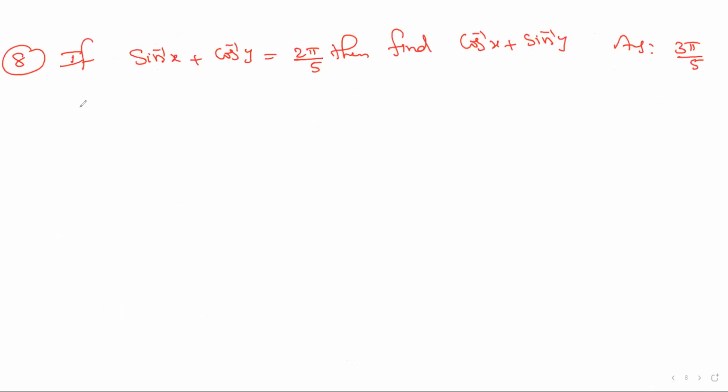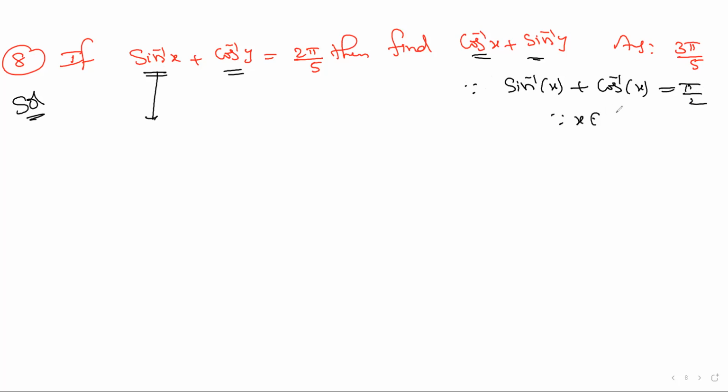Okay, now I'm going to explain question number 8. Sin inverse of x plus cos inverse y is equal to 2 pi by 5, given. Then find out cos inverse x plus sin inverse y. Here for sin inverse x we have the formula: sin inverse x plus cos inverse x is equal to pi by 2, when x belongs to the closed interval -1 to +1.